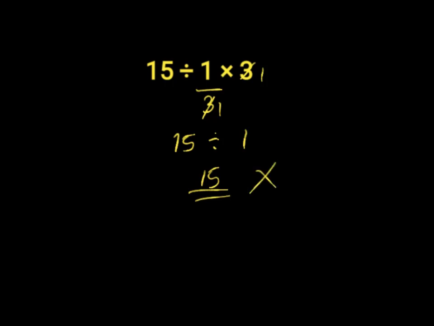15 is the wrong answer to this question because we do not work with the order of operation. According to the order of operation, division and multiplication have equal priorities, so we must work from our left to our right. Let us solve the right answer to this question.